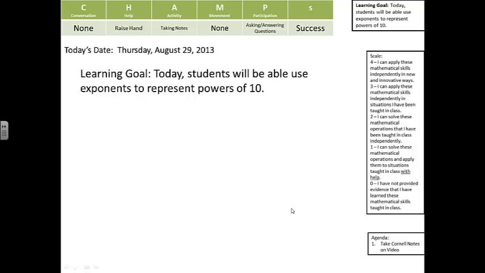Alright, we're going to begin today's lesson by going over our learning goal. Today's learning goal is that students will be able to use exponents to represent powers of 10. Remember that when you're taking your Cornell notes, this is going to go up in the top section of your notes. If you haven't done so already, go ahead and pause the video.